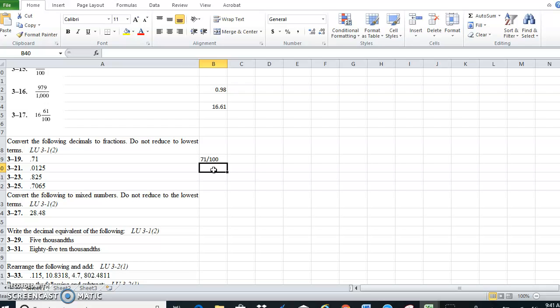This one is tricky because it starts with a 0, but you know that you need 5 zeros on your denominator because you have 4 decimal places. So 125 and then over 10,000. 825 over 1,000 and then 7,065 over 10,000.